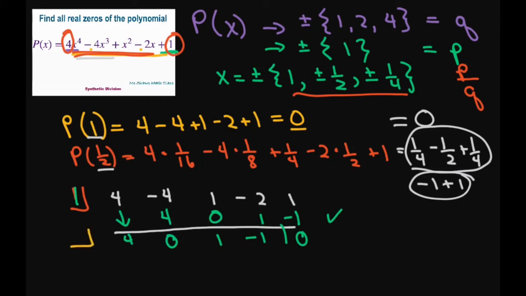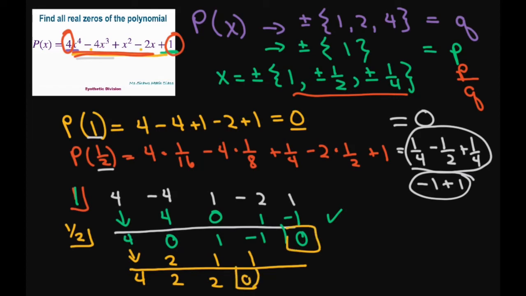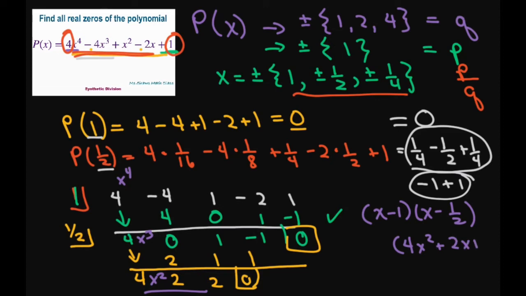What we're trying to do is get this down to something we can factor. So now we're going to also do the 1/2. But we're going to start from this one. All right. So we bring down the 4. And then 1/2 of 4 is 2. Add. 1/2 of 2 is 1. Add. 1/2 of 2 is 1. Add. And so now you get your 0. So we get 0 here and 0 here. That means we started with x to the power of 4. This one's x cubed. So this one's x squared. So basically what we have so far is x minus 1 times x minus 1/2 times this one, which is 4x squared plus 2x plus 2. This one we're going to have to use the quadratic formula on.